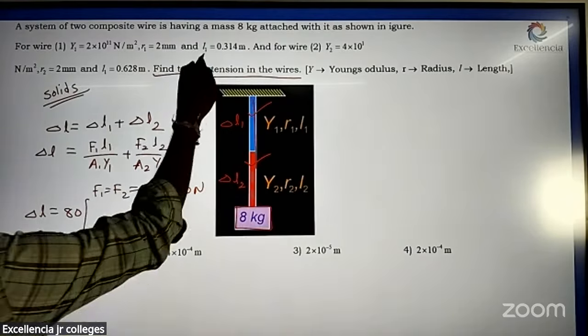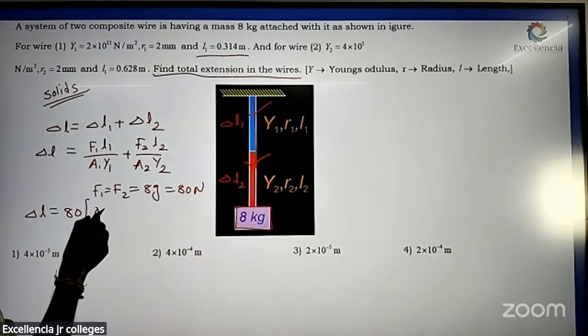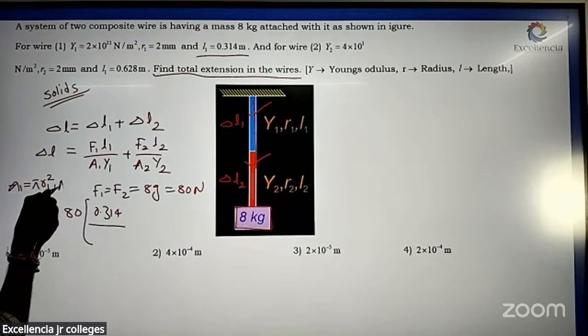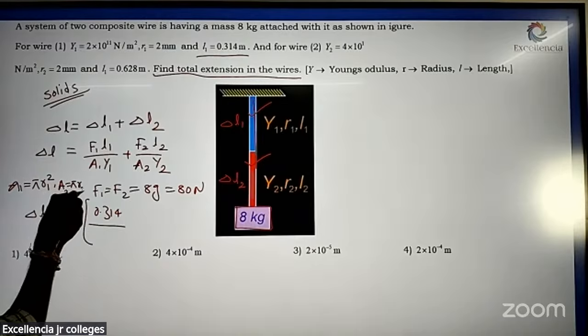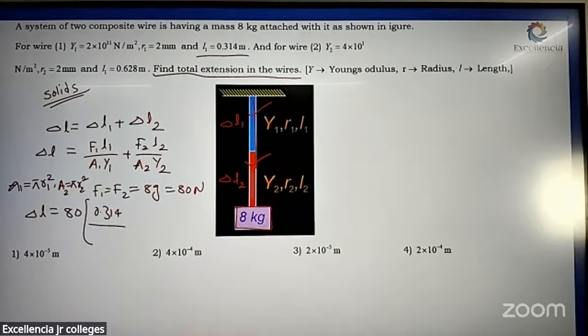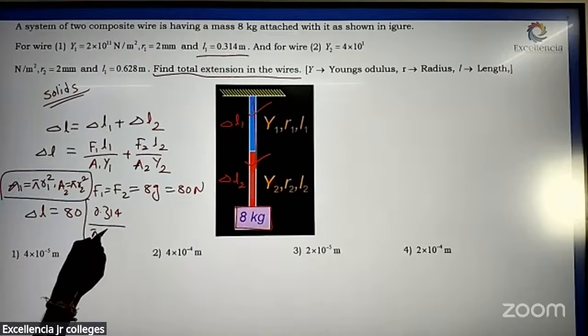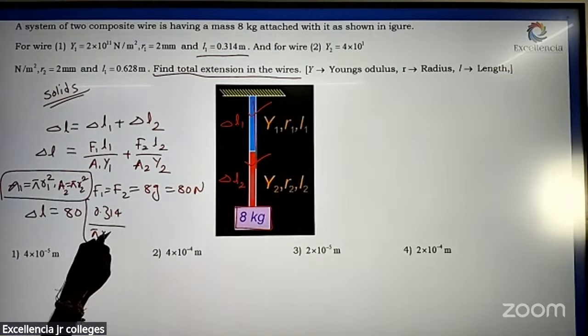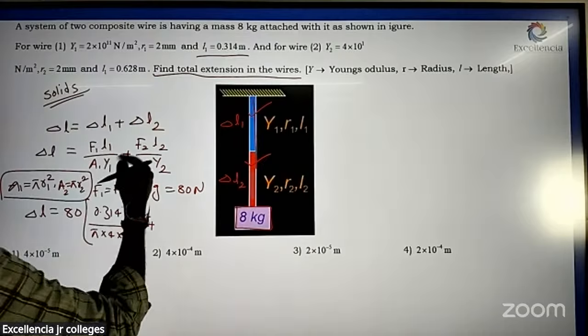L1, what is the L1 value they give? 0.314 by A1. A1 will be pi R1 squared, and A2 will be pi R2 squared, because it is a rod and its cross-sectional area looks like a circle. So we can use the cross-sectional area as pi r squared. So pi into R1 squared. The R1 value they gave is 2 mm. So 2 squared is 4 into 10 to the power minus 6, plus F2, we take common, L2.